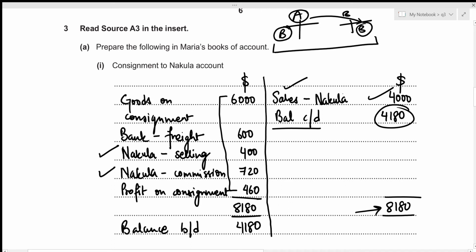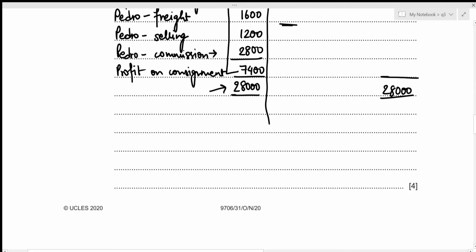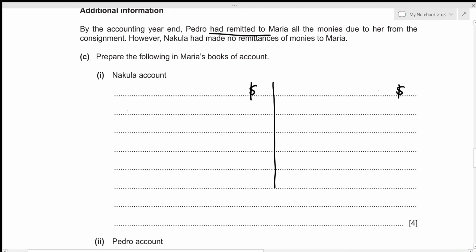So we can see that the sales made by Nakula is recorded on the credit side in the consignment to Nakula account, which means that the consignment to Nakula account will be recorded on the debit side with the same value of 4,000 under Nakula's account. So let's do that. So we have consignment to Nakula account with the value of 4,000.